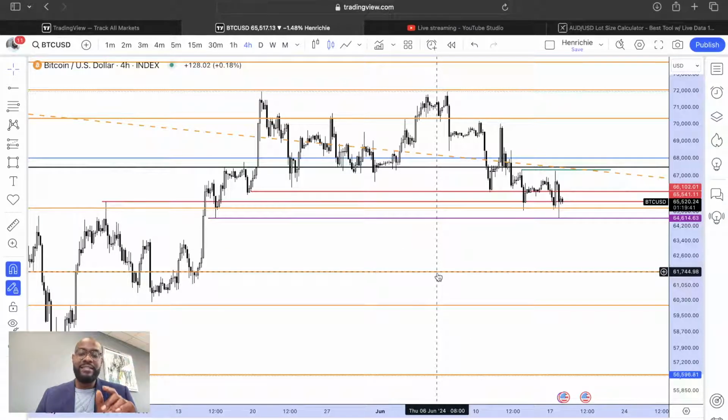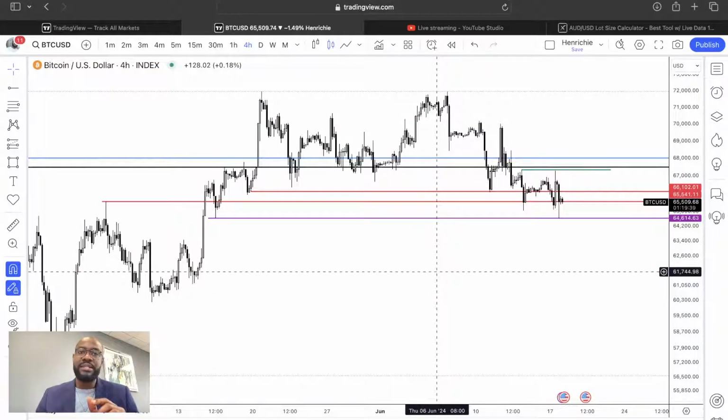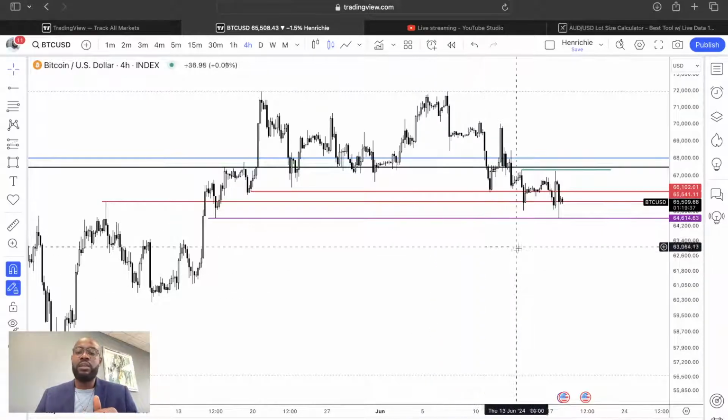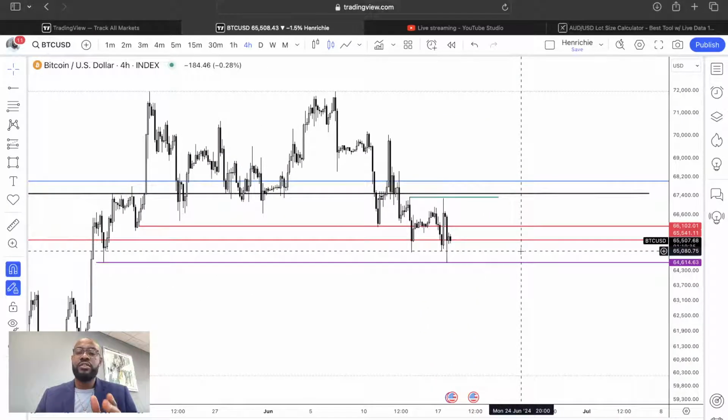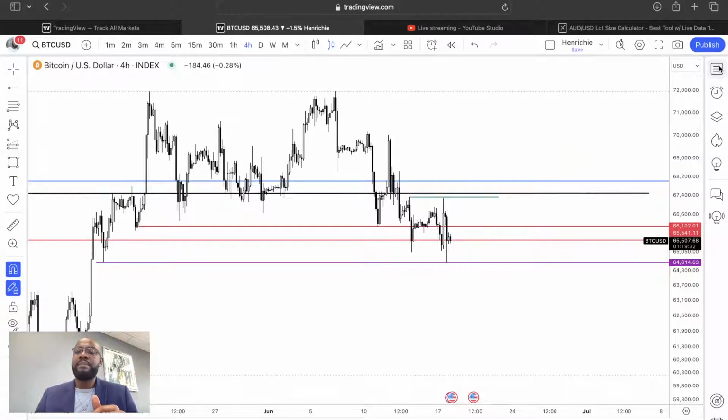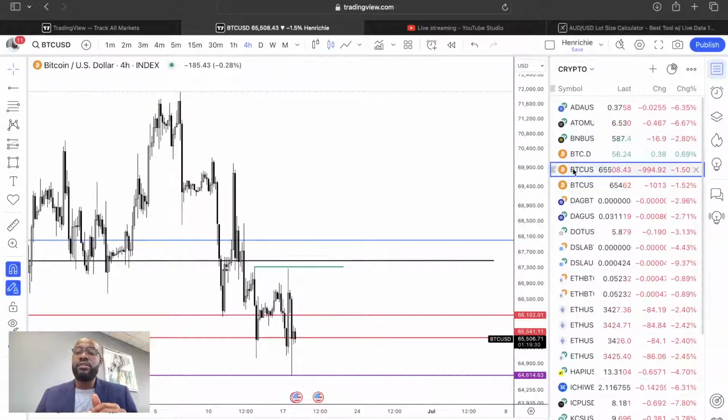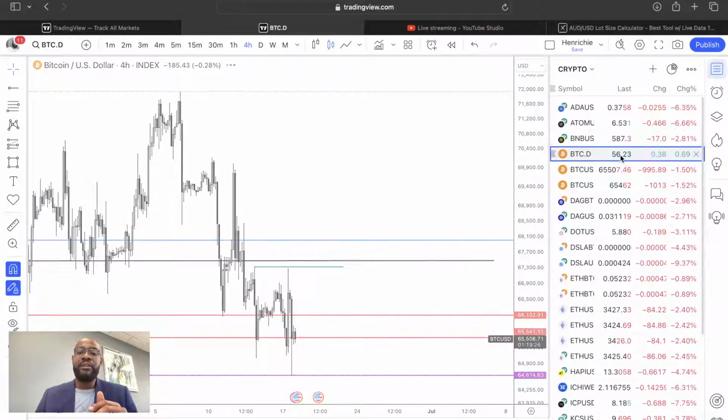But before we get into any trade, we will still wait to see a 15-minute shift in market structure to the upside. Once we see that, then we're looking for a trade setup for price to continue to the upside. So that is my analysis on Bitcoin and also my analysis on Ethereum. We're also going to take a good look at Bitcoin dominance as well.